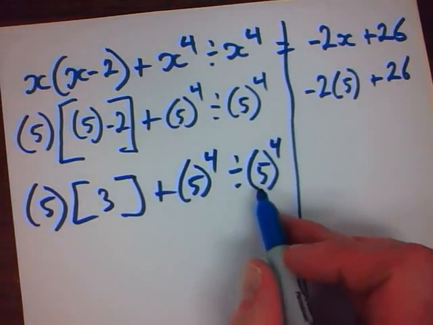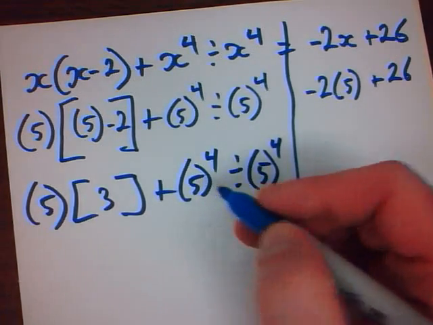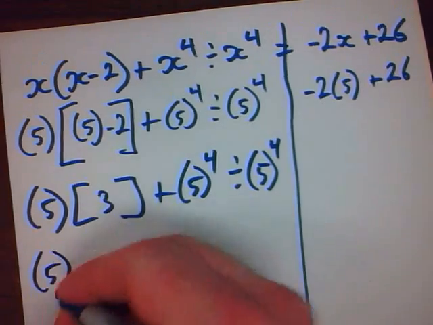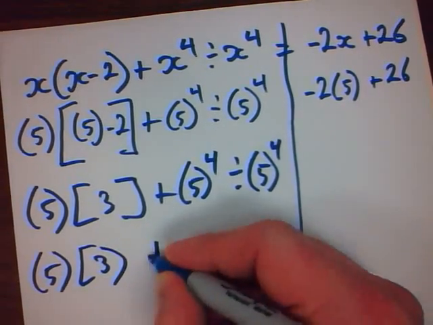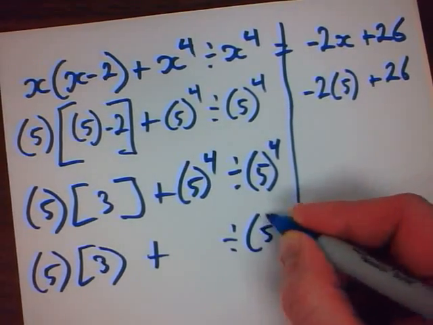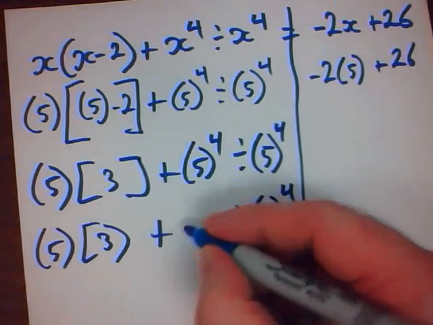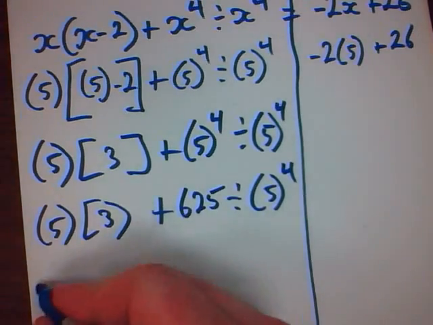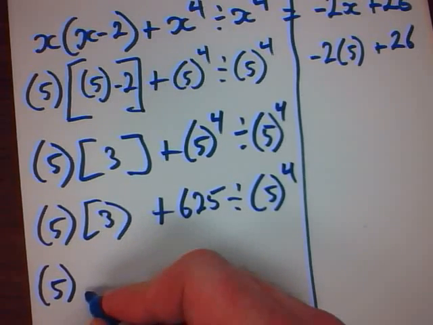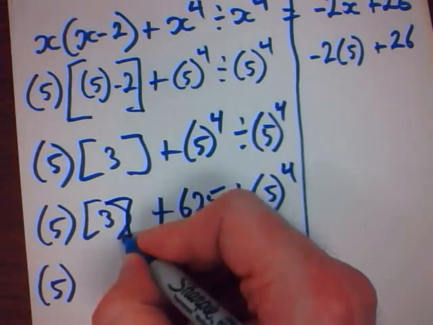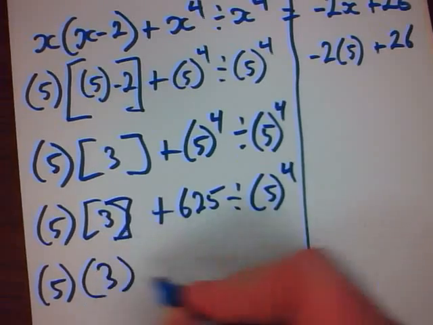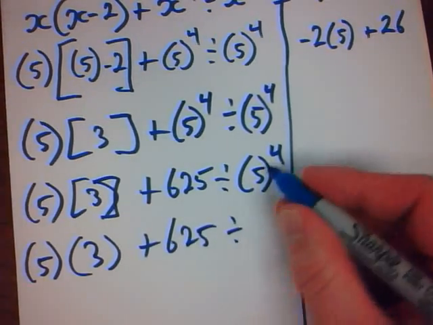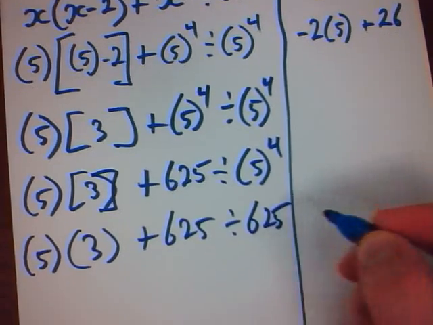BEDMAS, brackets, nothing in brackets. Exponents, I have 2 exponents. I'm doing the first one first. Copying down all the stuff I'm not using. 5 to the power of 4 is 625. I could just turn these into curved brackets, because there's no point in having big ones there anymore. 5 to the power 4 is 625.